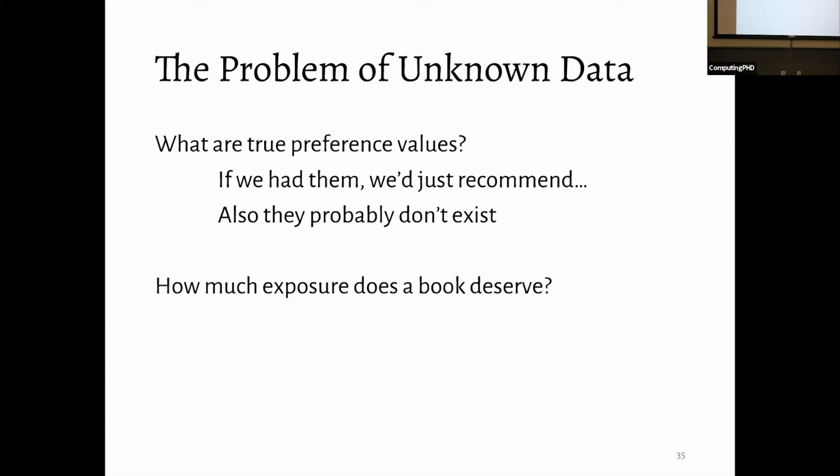So if we had the true preference values for all of the movies, if we knew whether a user liked every movie, we would just recommend the stuff they actually like. We wouldn't need all of this machine learning. And they also probably don't exist for psychological reasons.